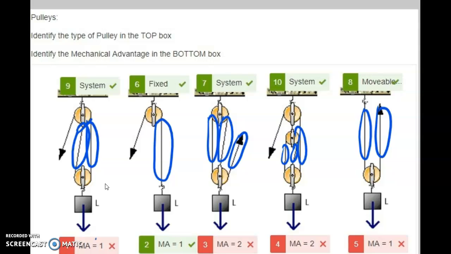So here we would have 2. In this one we would have the 1. Here, since this is also pulling up, it's going to be 3. Here we have 3, and this one doesn't count. And here we have 2. These 2 ropes are pulling it up.